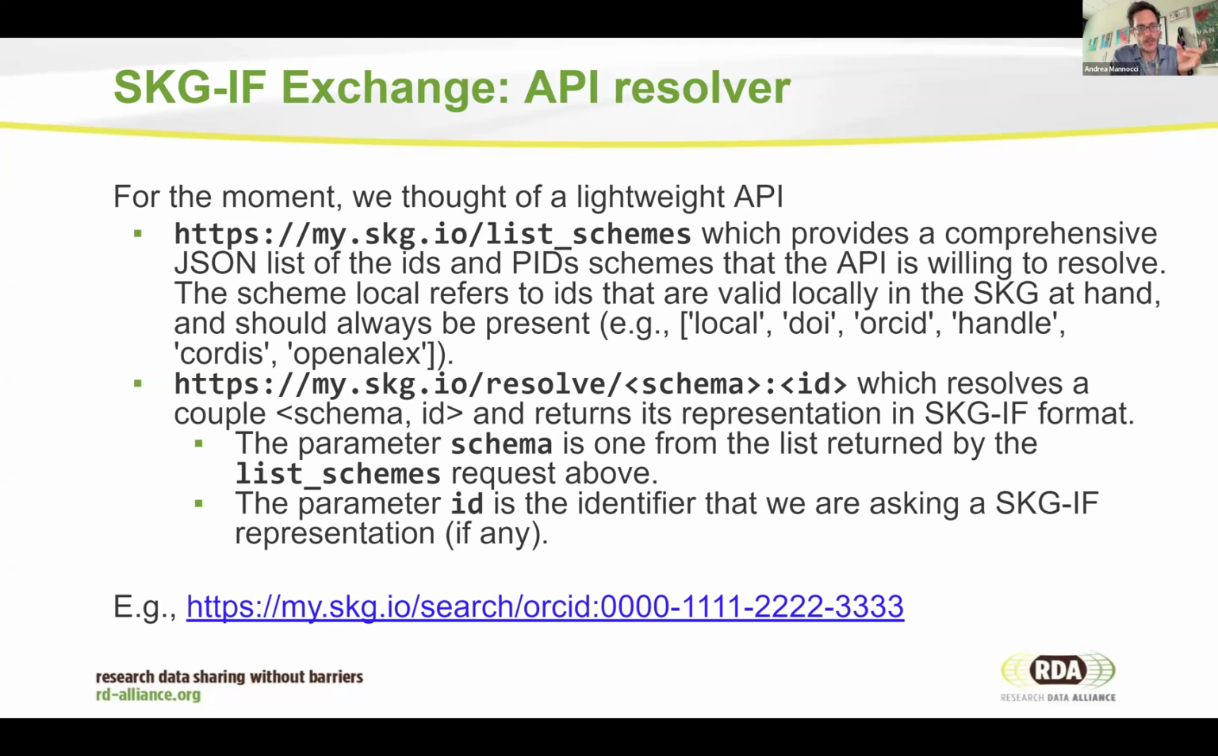And then by specifying the scheme and the ID, as in the example, you can ask for the SKG-IF compliant representation of, if any, that item. So in this case, for example, you would ask for the SKG-IF metadata of this person with this ORCID here. Next, please.